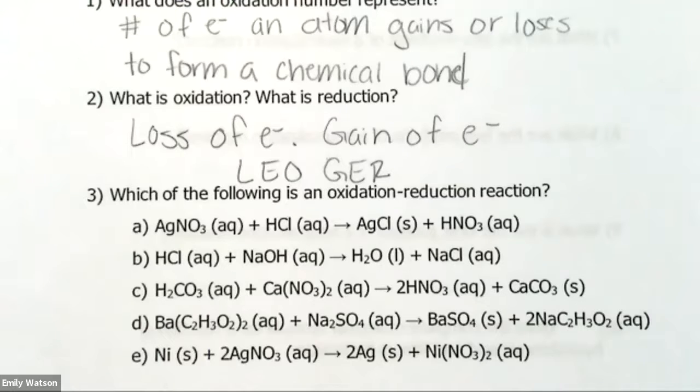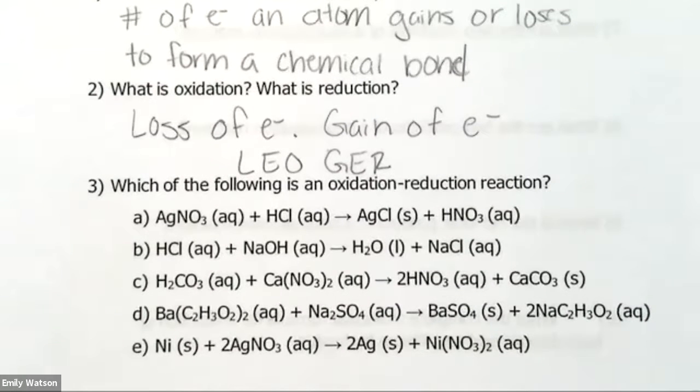So if LEO-GER doesn't work for you and that's still tripping you up, think about it like this: you're gaining an electron, which is a negative thing because it's a negative charge. You're gaining negatives. So you're reducing. Like if someone came up to you and said, hey, here's negative $1,000, you were reduced.